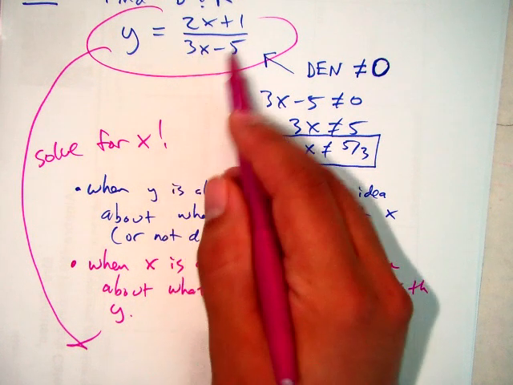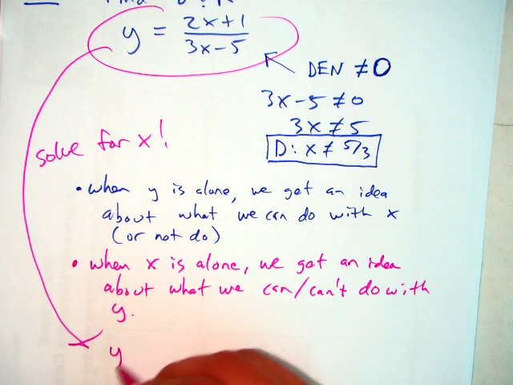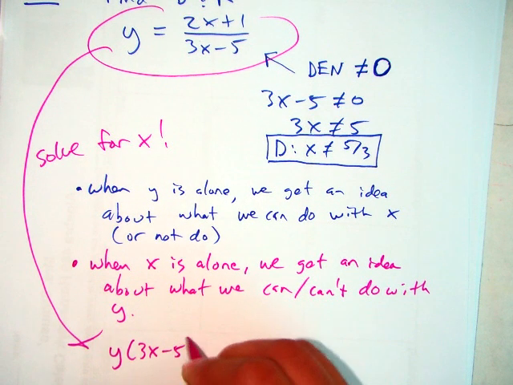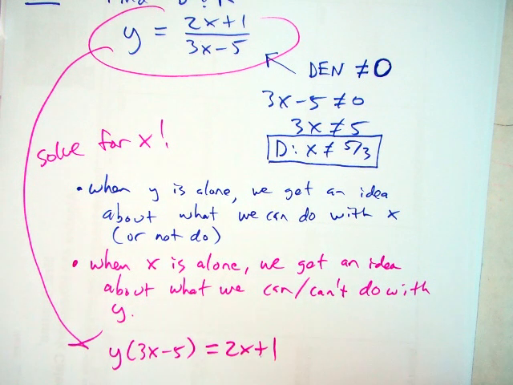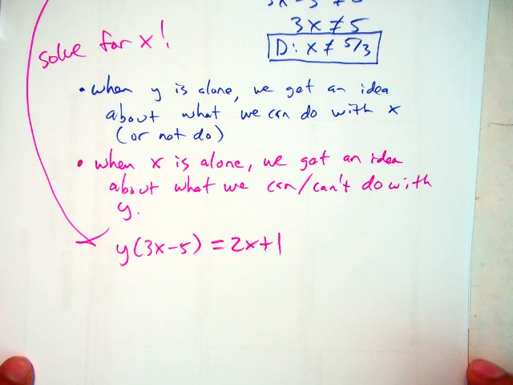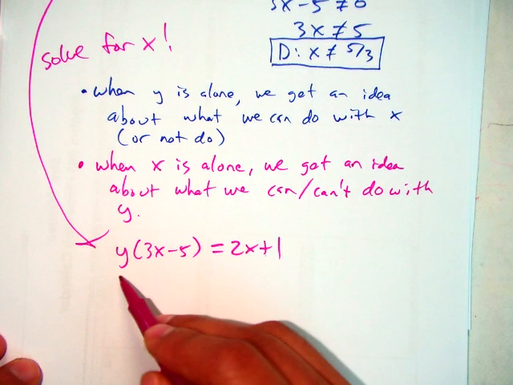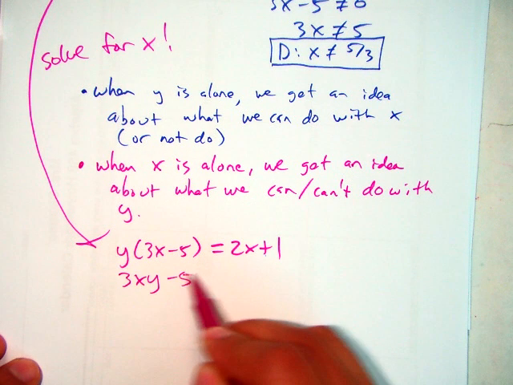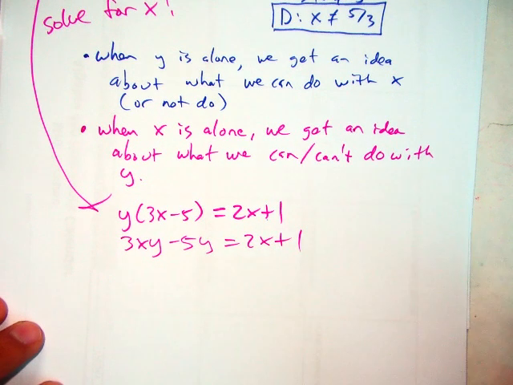Multiply by this denominator here? Okay. So then I get y times 3x minus 5 is going to equal 2x plus 1. And if we want to get x alone, we should probably get all the x's on one side. If I distribute, I get 3xy minus 5y. And then you guys said, let's get all the x's on one side.